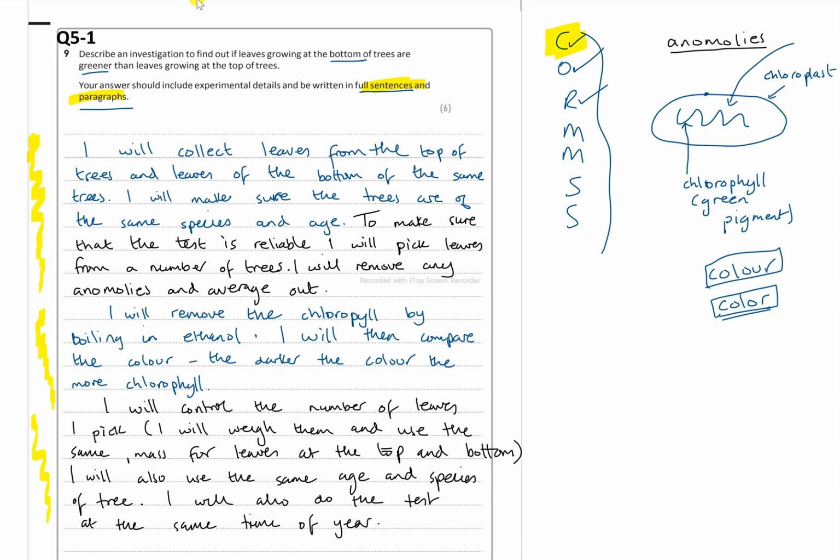So the CORMS, your independent variable, what you gonna control? I'm gonna control the number of leaves from the top, and leaves from the bottom of the same tree, right? Let's talk about the actual organism that you're going to use. I will make sure that the leaves are of the same species and age of tree, right? How are you going to make it reliable? I will make sure that the test is reliable. I will pick leaves from a number of trees, yeah?